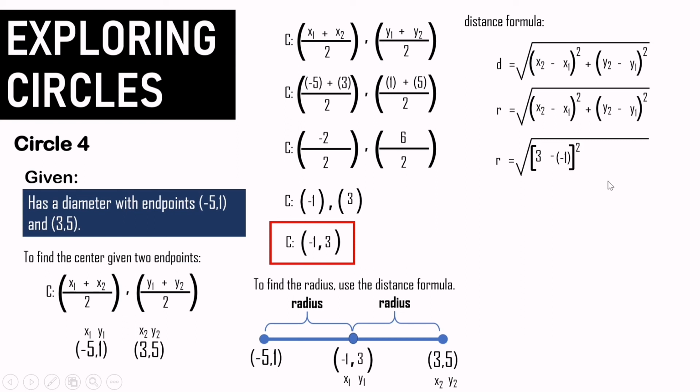Square na sila, quantity square. Plus y sub 2 nato kay positive 5, minus atong y sub 1 na positive 3, quantity square gihapon. So R is equal to square root of 3, open and close parenthesis, 3, minus negative 1 naman sad.